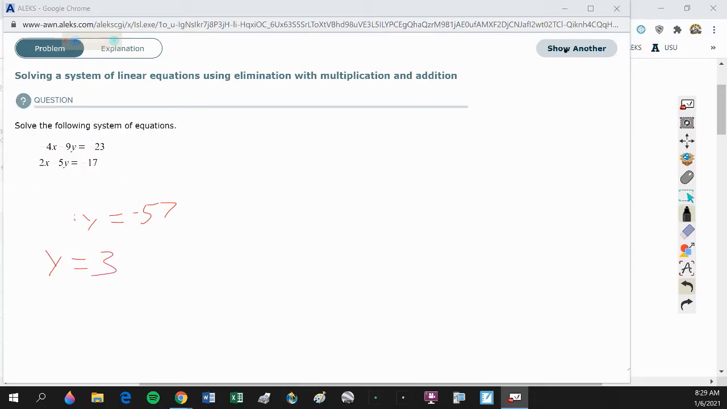And then I plug that 3 back in. We'll stick it in there. 2x minus 15 equals -17. Add the 15. 2x equals -2. So x is -1. Okay. Hopefully this is review. You've done this before. Let's look at another one.